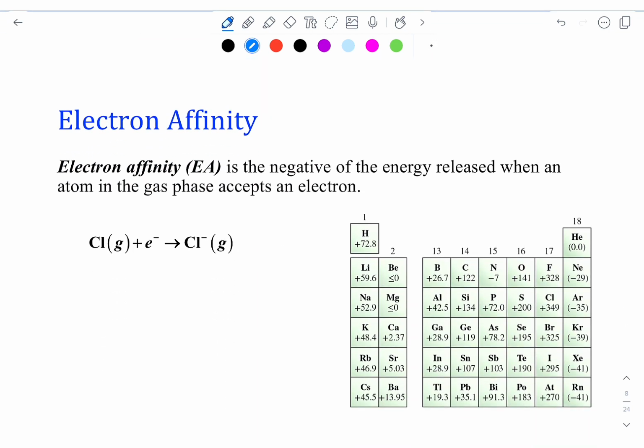Okay, now the opposite of ionization energy is the trend of electron affinity. Electron affinity is the negative of the energy released when an atom in the gas phase accepts an electron. So we're now bringing in an electron instead of taking the electron out. Instead of removing the electron, we're adding the electron in. So it's essentially how much the atom wants an electron.